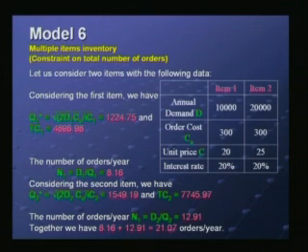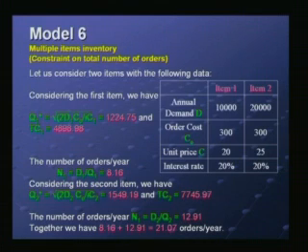Number of orders per year would be D1 by Q1. Total demand is 10,000, economic order quantity is 1224.75, so the number of orders is 8.16 per year. Considering the second item, we compute Q2 star, the economic order quantity for item number 2, as root of 2 D2 C0 by IC2, which works out to 1549.19, and the total cost TC2 is 7745.97. Number of orders for the second item is given by D2 by Q2, which is 12.91.